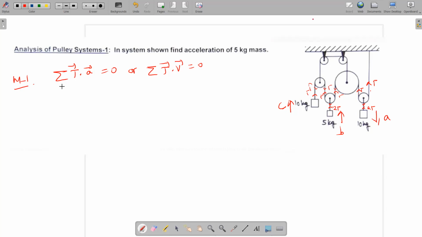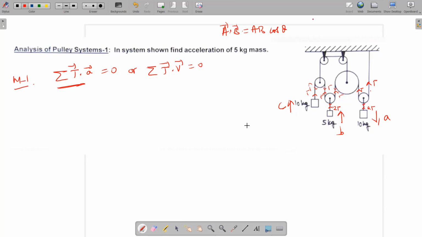Now what I'll do, I'll just apply this because we are talking about acceleration now. See, on this 10 kg block, tension is upward and we have assumed acceleration upward. So how do you write the dot product A dot B? This is A, B, and cos of the angle between vector A and vector B. Tension is one vector, acceleration is the other vector. In this case, tension is upward, acceleration is upward. So what is the angle? 0.